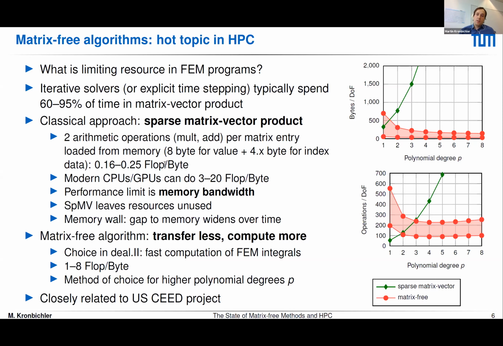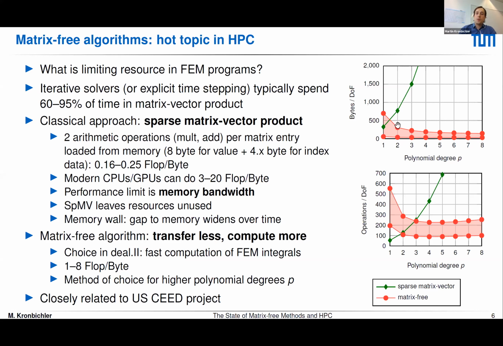It means that there's a barrier, not in terms of how fast you can compute, but in terms of how fast you can get the data from main memory into the CPU for computing. And of course, then the idea is, how do I relax my limiting resource? Well, I need to go away from my matrix. I choose a matrix-free algorithm, which just means I compute more and I transfer less from memory.